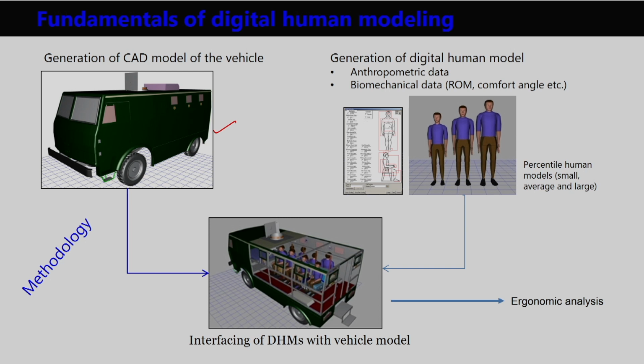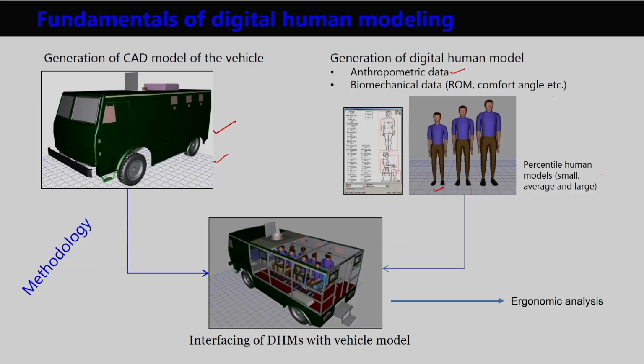On the other hand, many digital human modeling software have, to some extent, the capability to develop this type of workstation model, but that is very limited. Digital human modeling software also allows us to develop digital human models as per the requirement. For that purpose, as we discussed already, we use anthropometric data and biomechanical data, and based on those, we develop digital human models, generally 5th percentile, 50th percentile and 95th percentile, which are representative of smaller body dimension, average body dimension and larger body dimension.